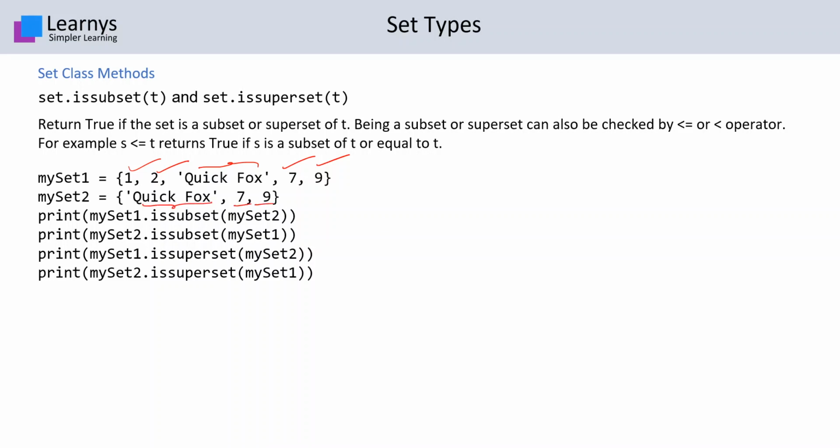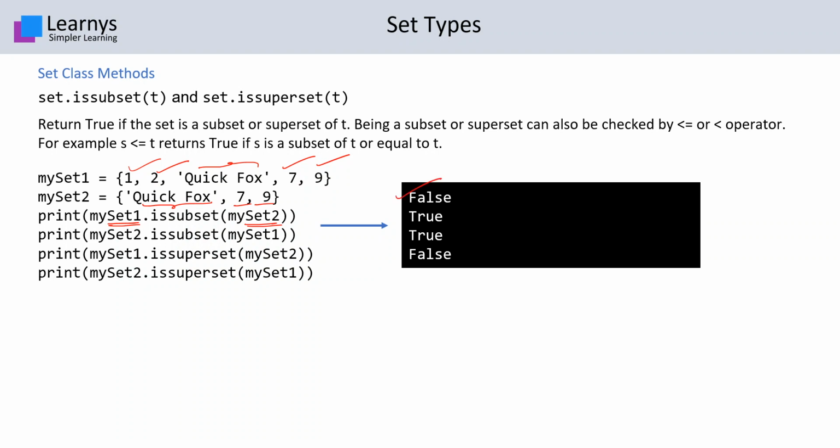So over here, when we try to print whether myset1 is a subset of myset2, by subset we mean that all the elements of myset1 are inside myset2. Since this is not the case, it will print false. In the second line, we are trying to print whether myset2 is a subset of myset1. Since all the elements of myset2 are there in myset1, it will print true.